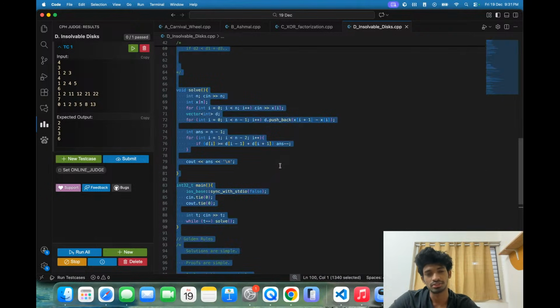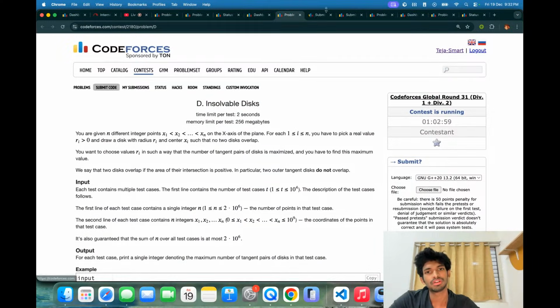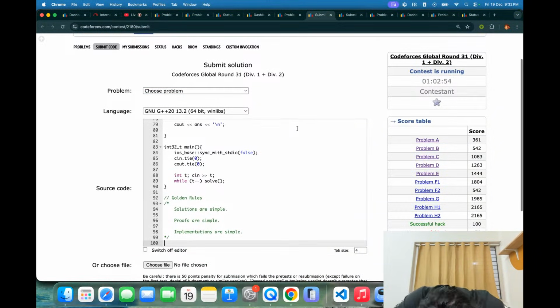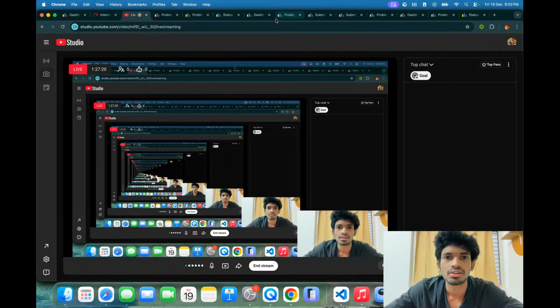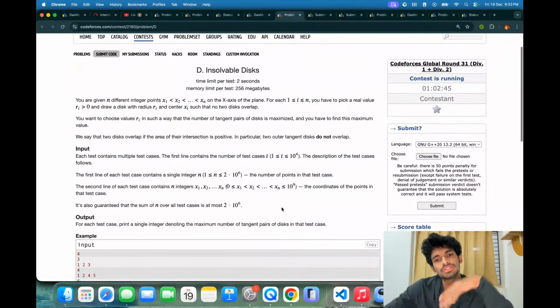I'll just submit this. This is wrong anyway, but I'll just submit it. Why can't I solve it? Why can't I solve it? Time's running. Stupid problems. I don't know why. I can't even call them stupid.